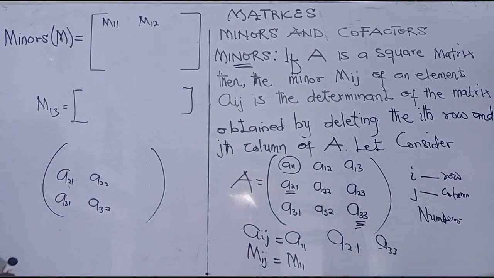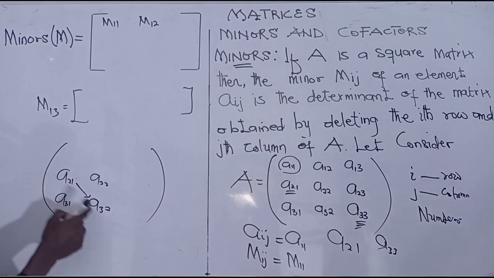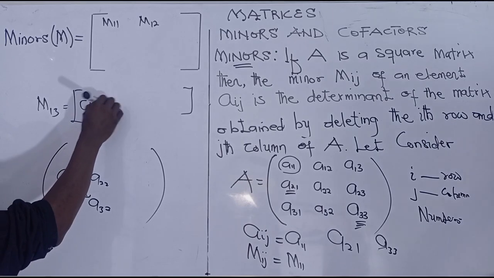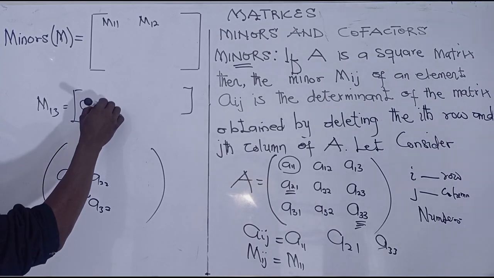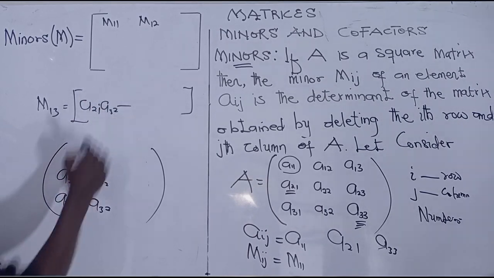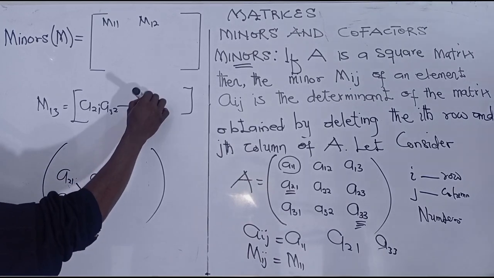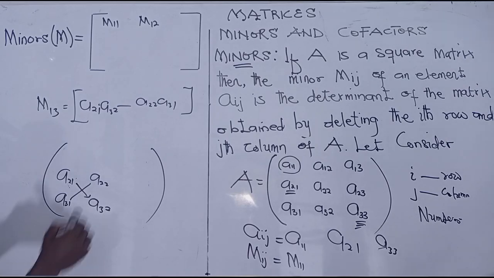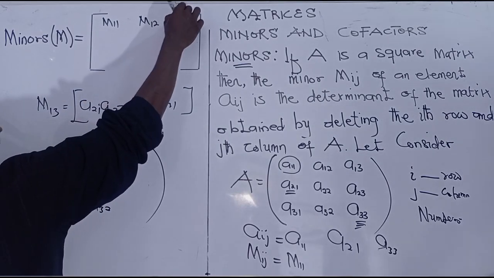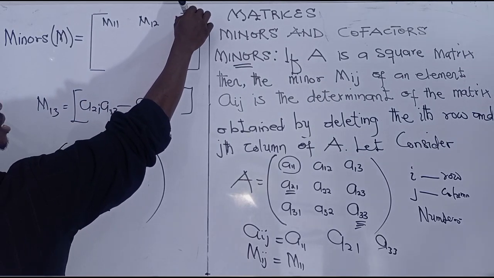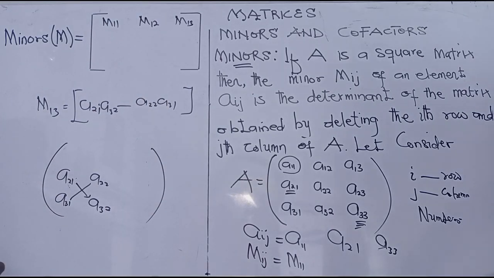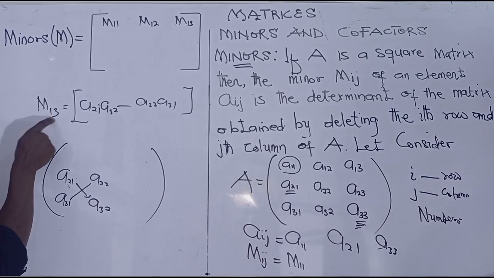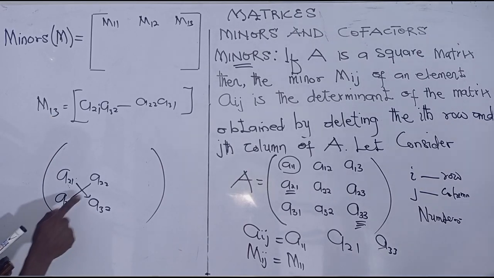So we are going to delete the first row and then we delete the third column. Then after that we find the determinant of what remains. So we have the determinant: A21 multiplying A32 minus A22 multiplying A31. So that's the determinant of this. So that is the minor of the first row and then the second column.